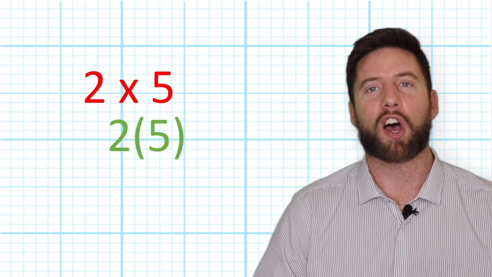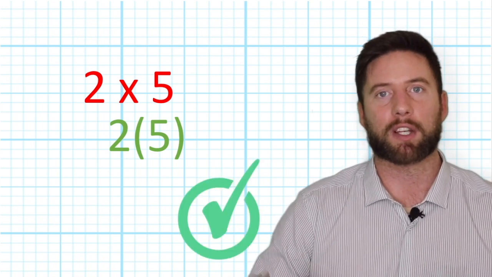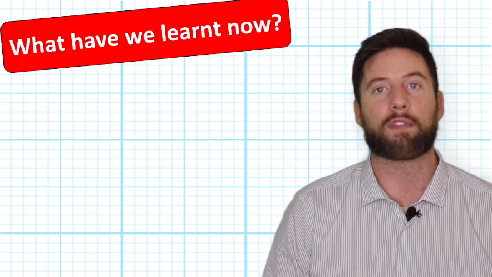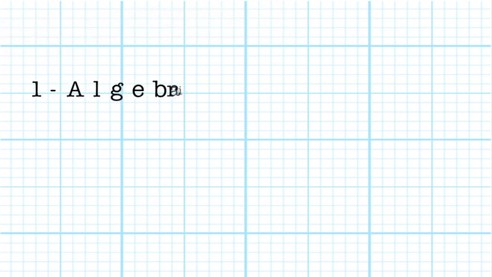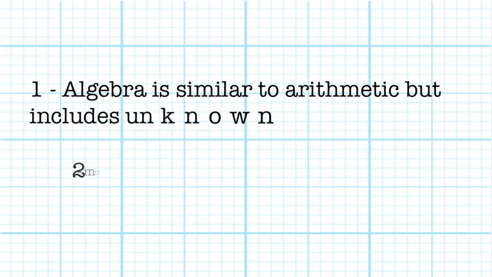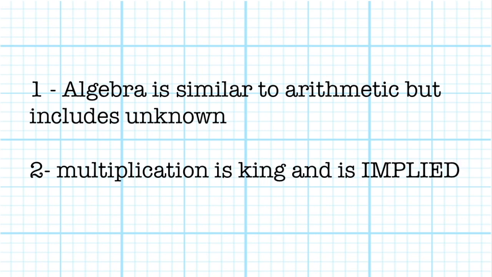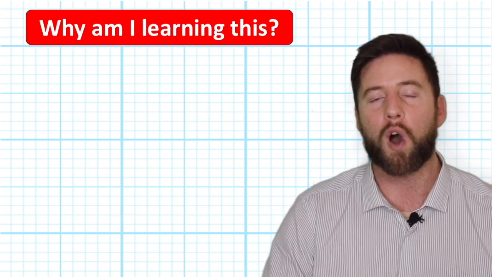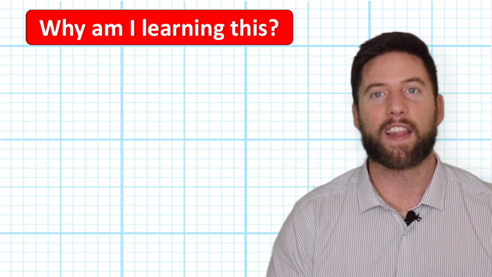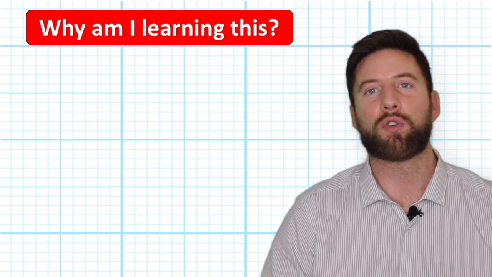Okay, so we have learnt that algebra is very similar to arithmetic, but we have unknown values that we need to solve the equation to get to. We've also learnt that in algebra, the multiplication sign is king, and if there's no other sign there, we are going to use that as our default. Now I know what you're thinking, is algebra useful? Why am I learning this? And the answer is yes, it is hugely important.